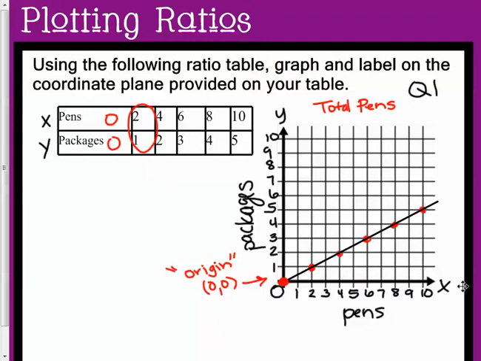Would it even travel off the graph if we could? Yes. We could go all the way to 11 and 12 and so on and so forth. So we're going to put an arrow here so that way people know that this isn't an end. It goes on forever. Okay?